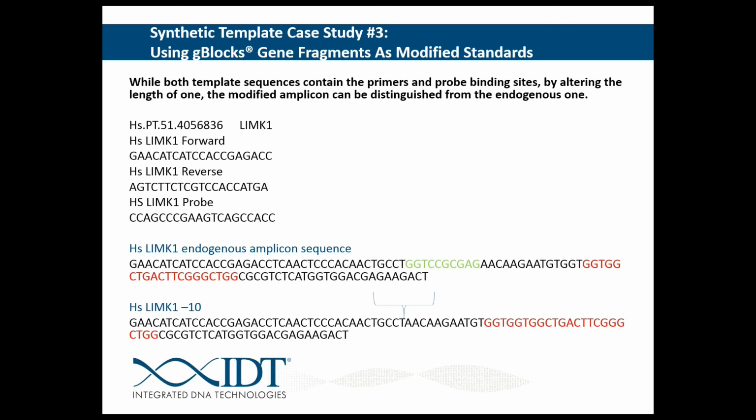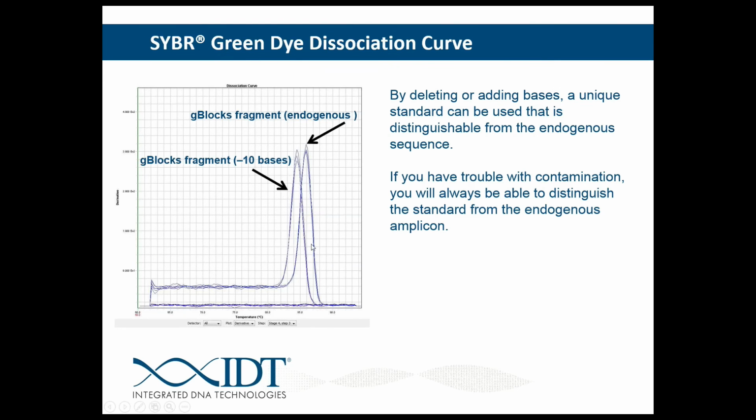What the researchers here were able to show is that you can create a template that is slightly shorter than the endogenous template. They were able to create this template using gBlocks, validate that this template amplifies with the same efficiency as the full-length endogenous template, and then use this template as the control. By doing so, they have a way of distinguishing the control template from the endogenous template, and that's using a melt curve. What you can see in the melt curve here is that the endogenous template melts at a slightly higher temperature than the -10 base gBlock fragment. By using this melt curve, you can always tell whether your template is a control template that's synthetically made or an endogenous template. So it's a really nice control to run.